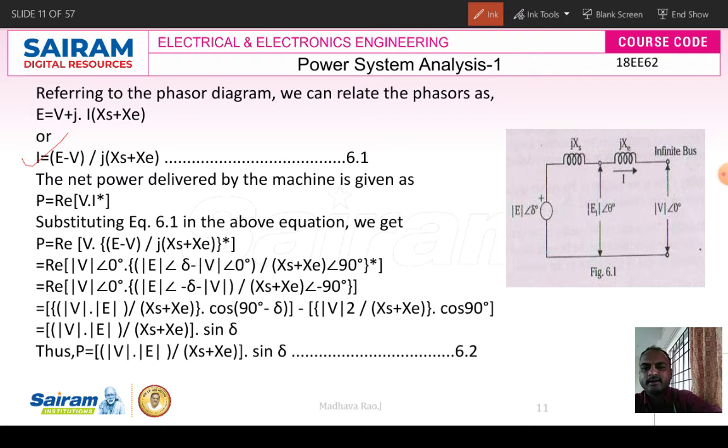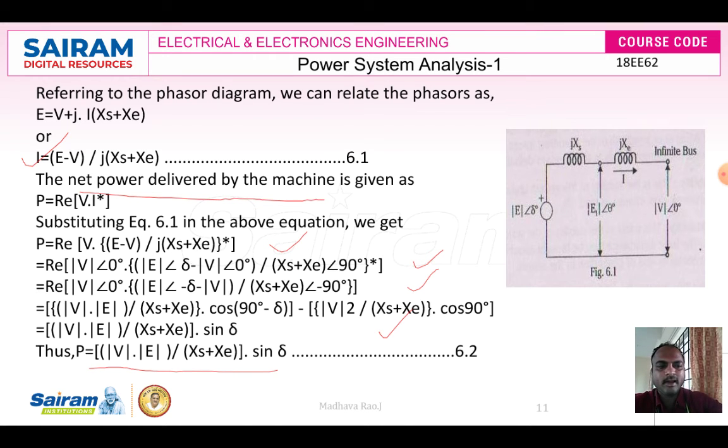The power developed by the machine is P is equal to the real value of V into I conjugate. Substitute V and I values in this. Simplify these equations. So finally what we can get, the power developed by the machine P is equal to modulus of V modulus of E by (Xs plus Xe) into sin delta. So this is the power developed by the machine.